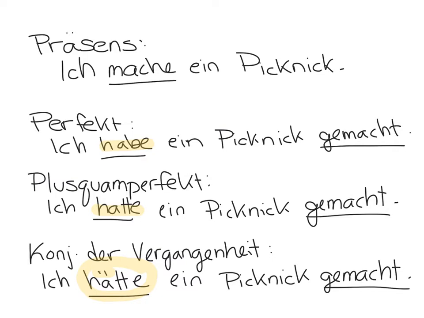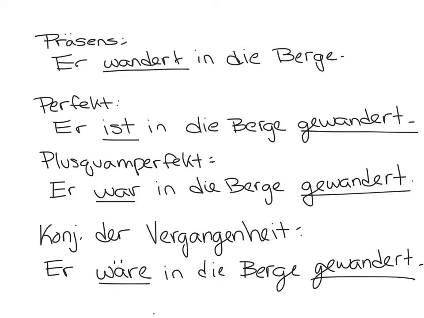And that is all it takes to create the Konjunktiv der Vergangenheit. You change the Plusquamperfekt form from hatte to hätte, and there you go. Here's an example with a verb of motion. Wandert in die Berge. So he is hiking in the mountains. The past tense, because it's a verb of motion, uses sein as the helping verb. And because the subject is he, sein conjugates to ist. Ist in die Berge gewandert. So he has hiked in the mountains.